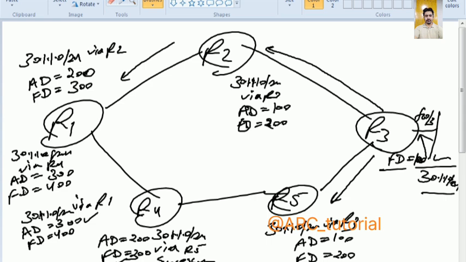Now, tell me, in case R1's successor goes down, will it not be possible for R1 to reach the 30s prefixes via R4? It will be. It means it will now become a possible path. R1 has a possible path. So there will be three types of paths: successor, feasible successor, and the third one is what? Possible path.